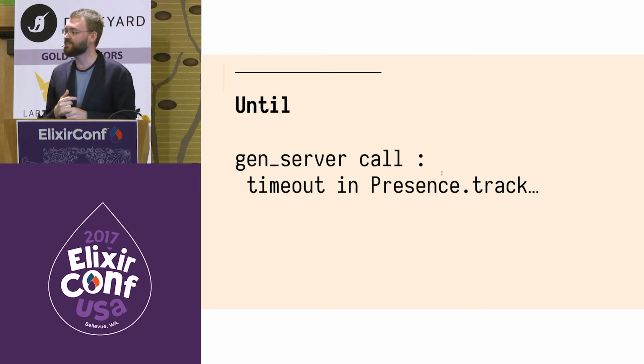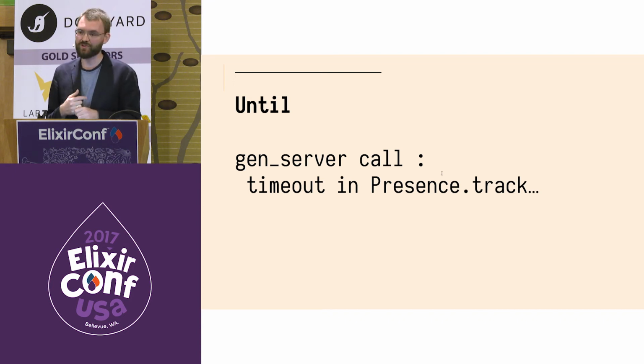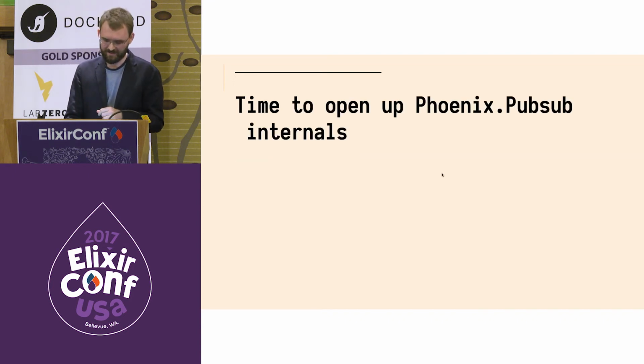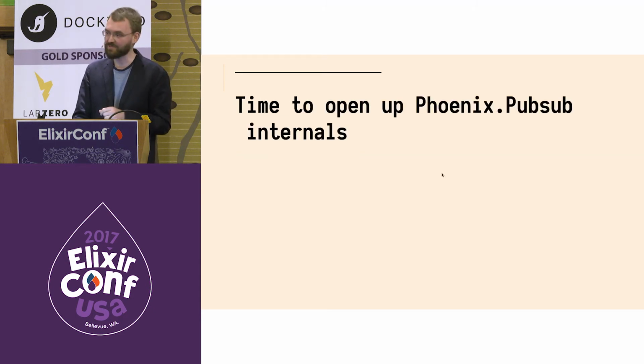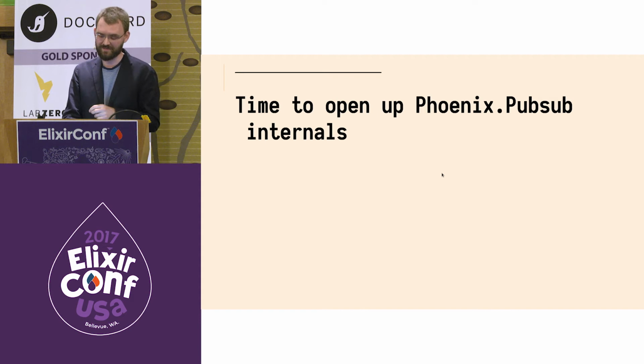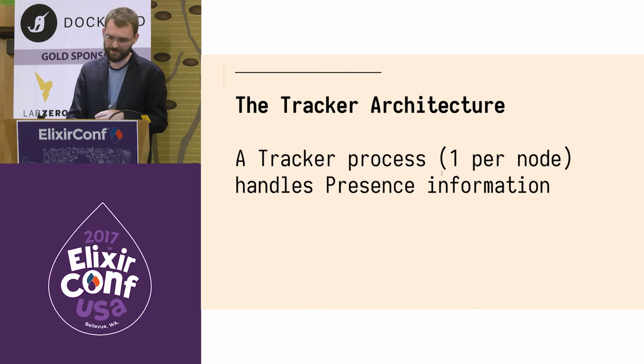So what we see is on the server side, we start getting GenServer call timeouts in Presence track. And if you've had GenServer timeouts, you know that they're not fun, because it means there's some kind of bottleneck in the system and things are timing out. We're waiting for the presence tracker. So at this point, it's not in our code. It's not in our VM options. We have to open up PubSub internals.